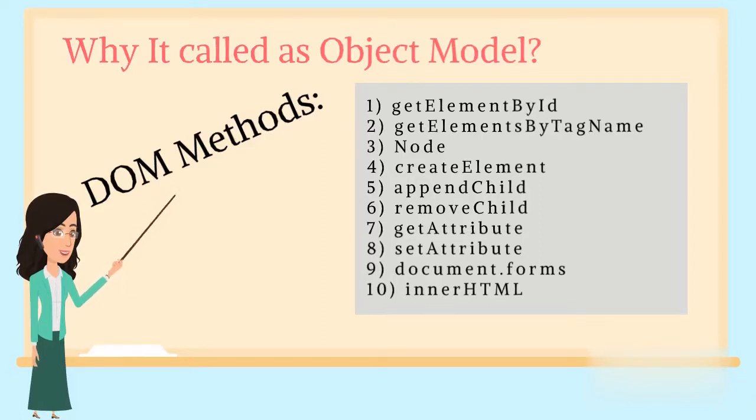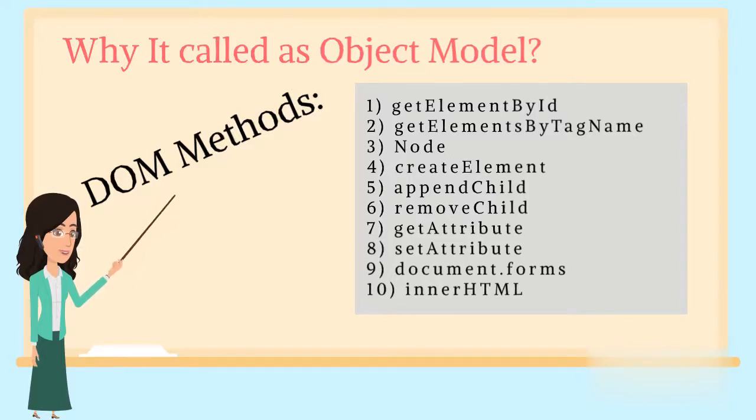Mainly, there are just 10 important methods you can see on the screen. First is getElementById. Second, getElementsByTagName, then createElement, and fifth, appendChild. I will explain them one by one after. And sixth is removeChild, then getAttribute, setAttribute, document.forms and innerHTML. Here I add 10 methods, but I will discuss only 5 methods in this video and the next 5 will be in the next video.